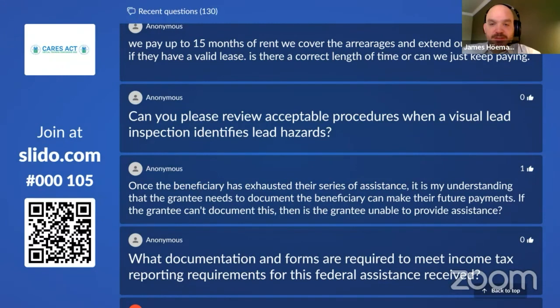Once the beneficiary has exhausted their series of assistance, it is my understanding the grantee needs to document the beneficiary can make future payments. If the grantee can't document this, then is the grantee unable to provide assistance? No, you'd still be providing assistance, but this is where, as a grantee, you've got to design a program where you're taking them from that emergency situation to that more permanent solution. It doesn't mean you turn them away because they don't have that outlined yet. In that case, you would be causing homelessness, and we want to try to stop homelessness. But you've got to design a program where you lead them to something else. You help them get to a space where they're more secure. Again, CDBG is a gap funder. We're not the end solution by any means.